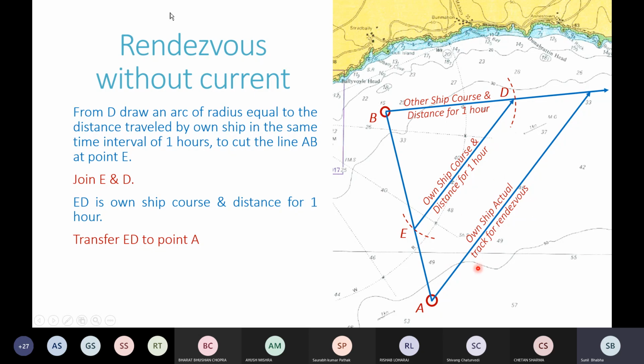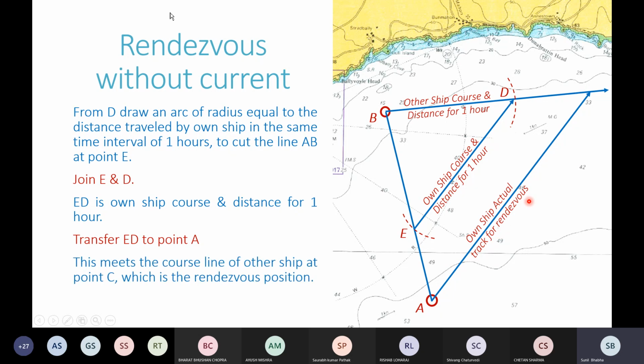Now this line which we have drawn is our own ship actual track for rendezvous with another ship. It will meet up with the track of the target ship at a certain point. Let's call that point as C, Charlie. Now this Charlie is our rendezvous position. Okay, so any doubts, beta, in the plot? Just have a good look at the plot. Let me know if there are any doubts.